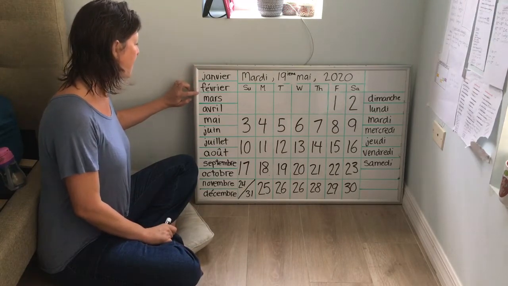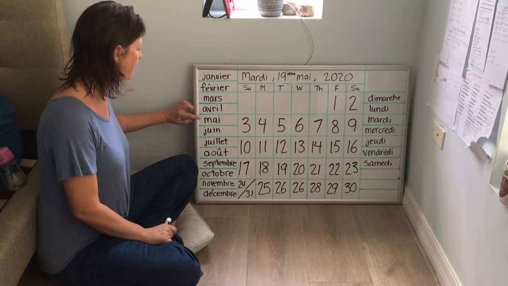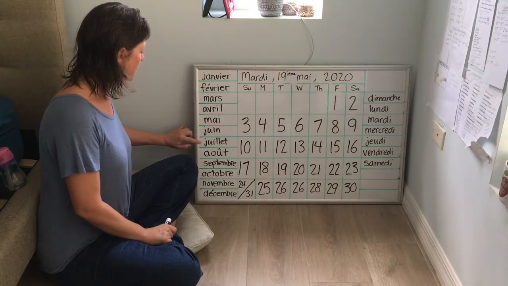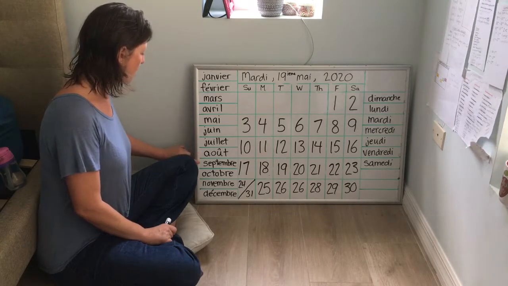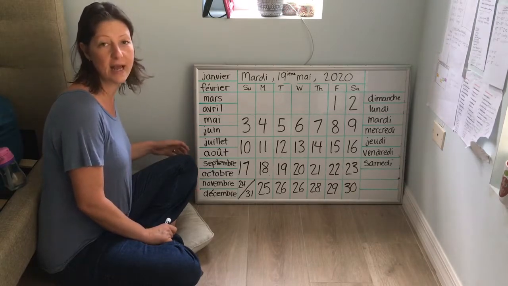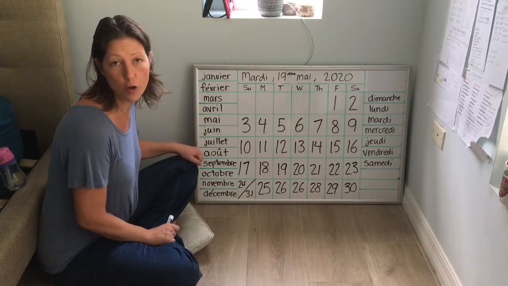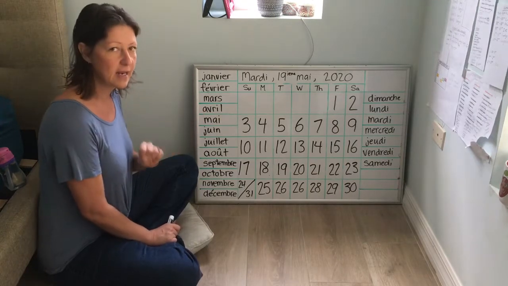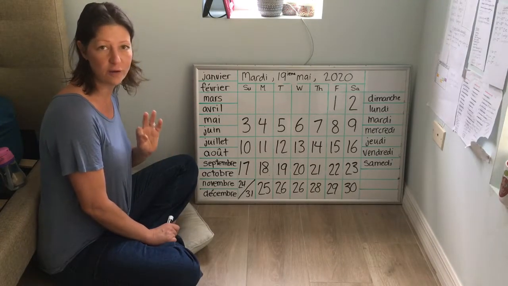Janvier, février, mars, avril, mai, juin, juillet, août, septembre, octobre, novembre et décembre. Il y a 12 mois en un an. Il y a 12 mois en un an.